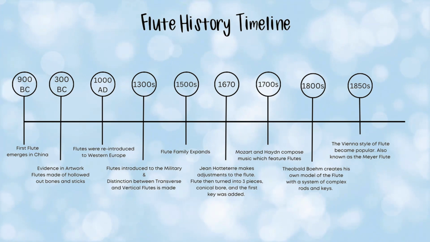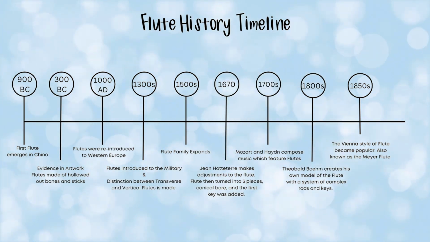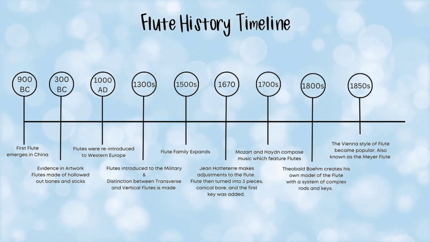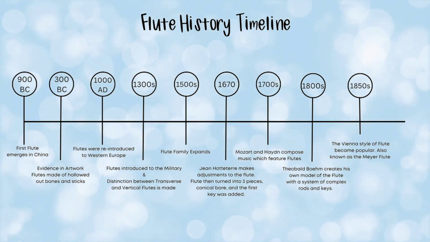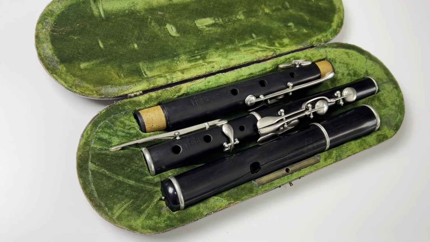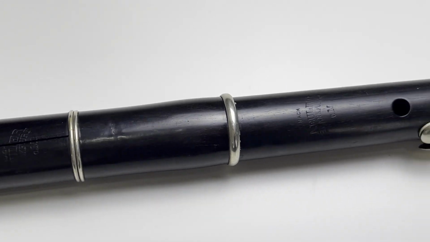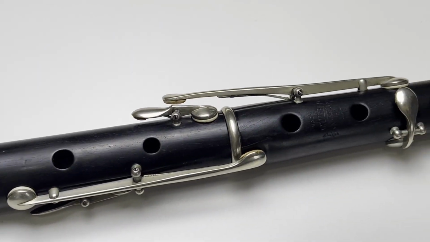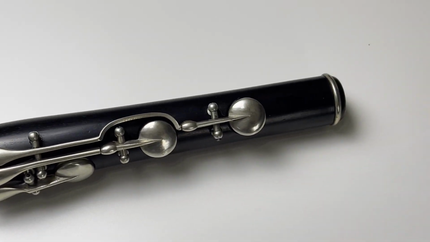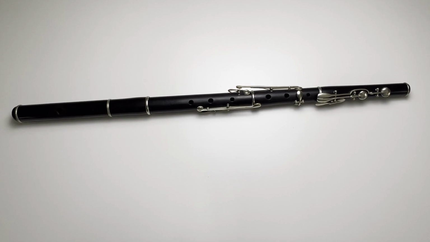The 1850s is when the Vienna style of flute, which also has a conical bore, became popular and the design was merged with the traditional keyed flute known as the Meyer flute, which I will put some footage of one of my own Meyer flutes that I have. It is estimated to being built somewhere around 1870 by A. Euler in Frankfurt, Germany. It is a wooden flute and has 8 keys.